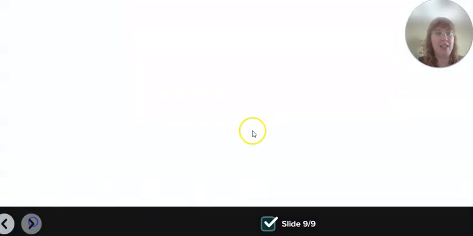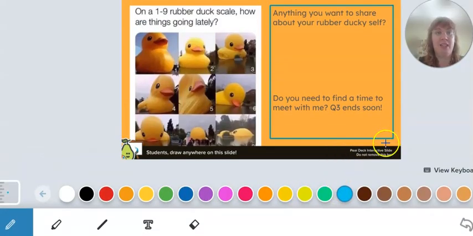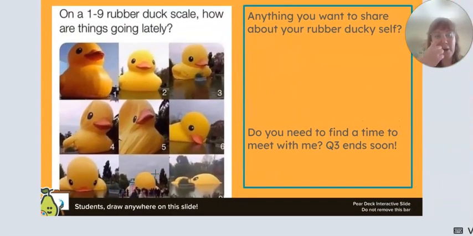So the last slide, slide 9, is really fun. It says on a 1 to 9 rubber ducky scale, how are things going lately? Checking in mid-March. This feels like the longest month of the year sometimes. So if there's anything you want to share, please type it into this section below. I'd love to hear anything you want to vent about or anything you want to celebrate. I want to hear it.